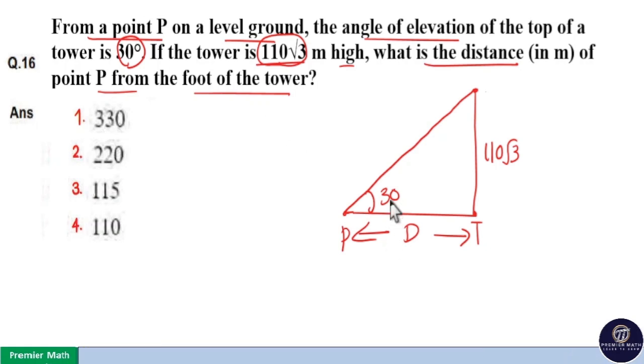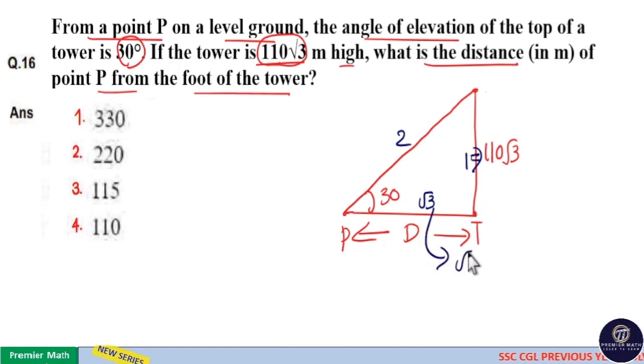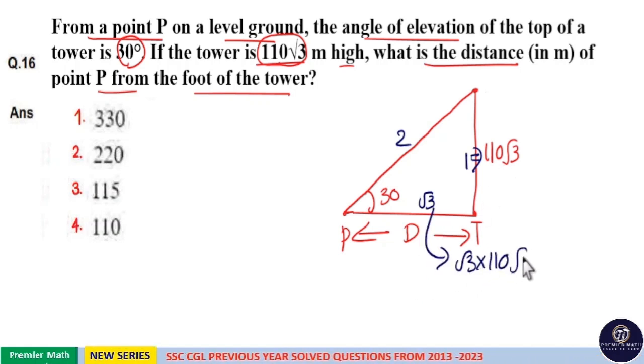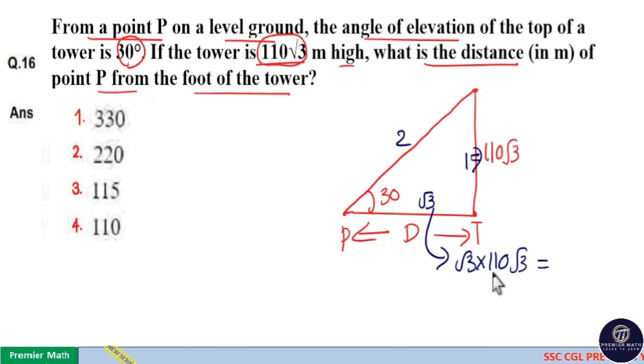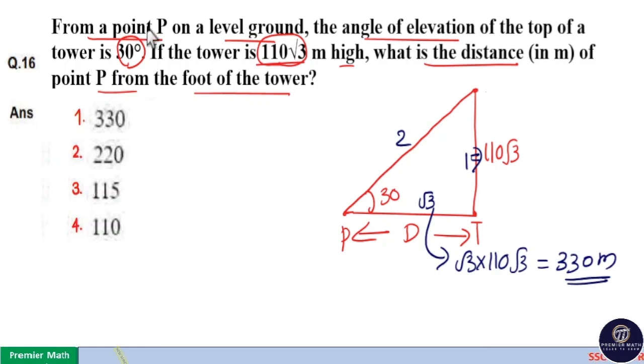Now you already know sin 30 is equal to 1 by 2, that is opposite side by hypotenuse is in the ratio 1 by 2, and cos 30 is equal to root 3 by 2, that is adjacent side and hypotenuse is in the ratio root 3 is to 2. Now this one part is equal to 110 root 3 meters. Then root 3 parts is equal to root 3 into 110 root 3 meters, which is equal to 110 into 3, 330 meters. So option 1 is your answer.